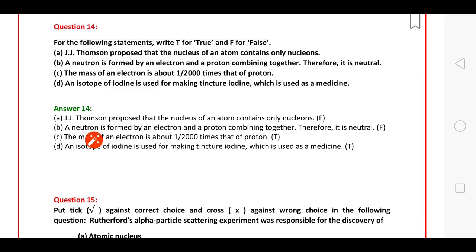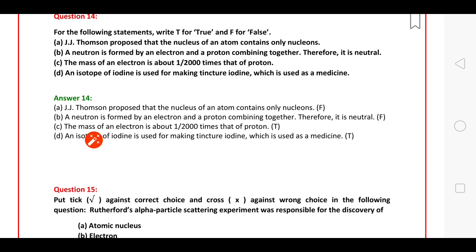Next question is, for the following statements write T for true and F for false. First statement is, J.J. Thomson proposed that the nucleus of an atom contains only nucleons, and this is false. Second statement is, a neutron is formed by an electron and a proton combining together, therefore it is neutral. This is also false.